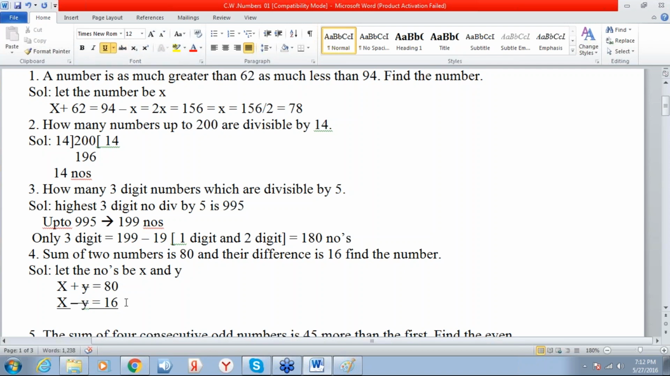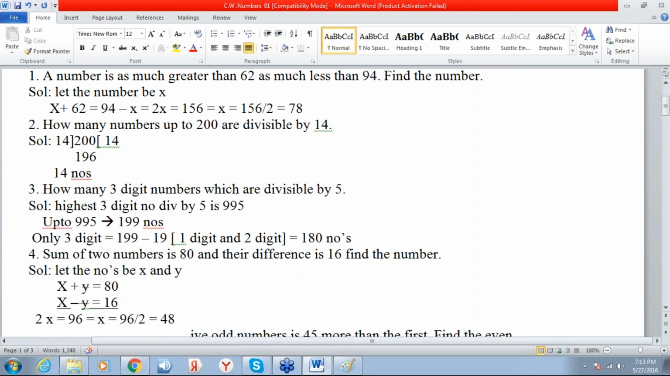Y is cancelled. So 2x is equal to 96. Then x is equal to 96 by 2, equal to 48. Right? x is equal to 48.